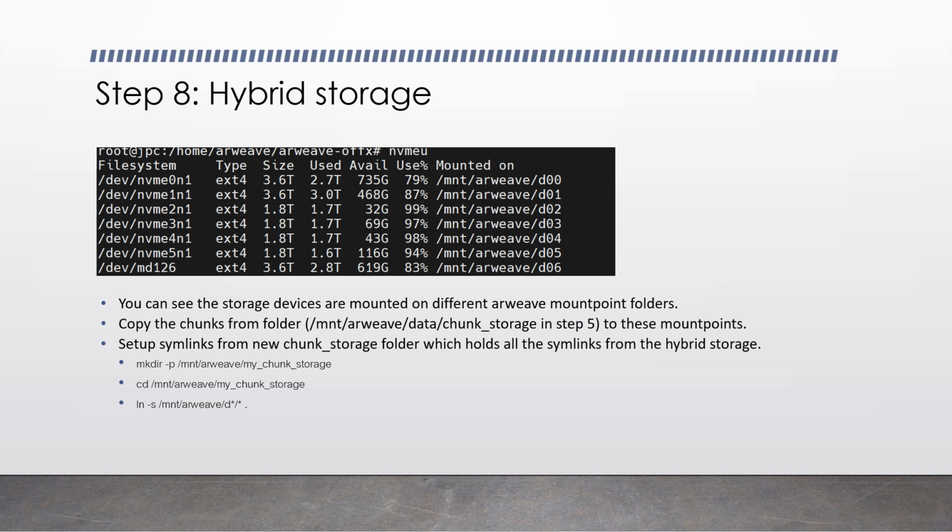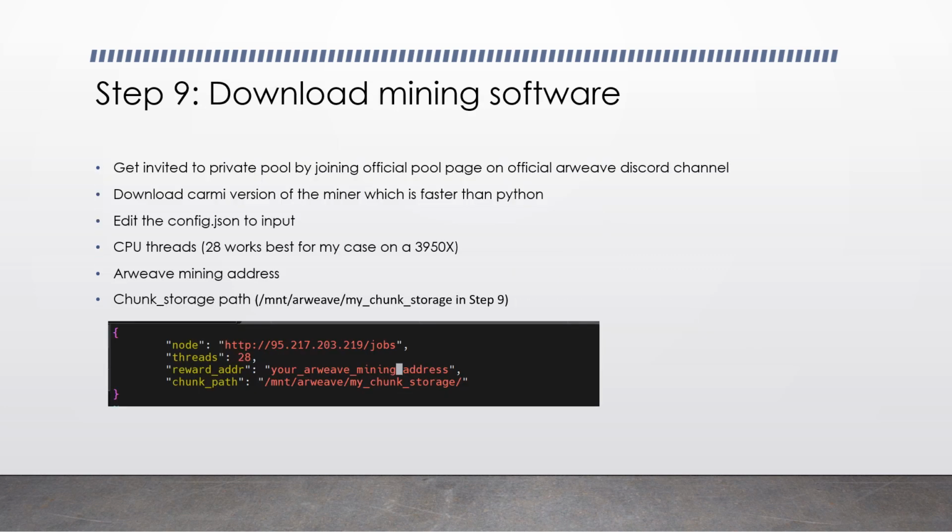Now let's move on to the next step, which is step 9, to download the Kronenbourg miner and start mining. Now, the Kronenbourg miner is a private miner running on a private pool, but I found that it's one of the fastest available from the setup miners that I've tested.